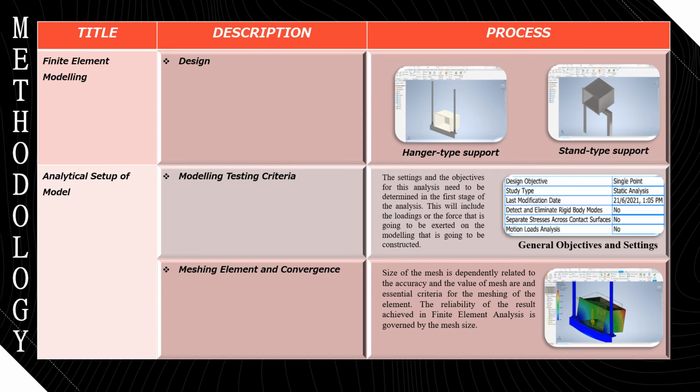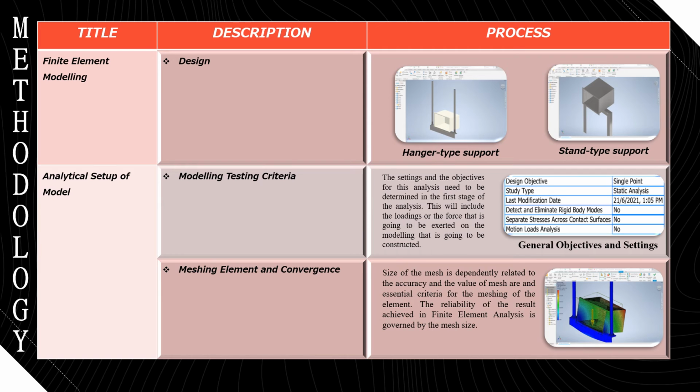Alright, so next is the meshing element and the convergence. Here, the size of the mesh is directly related to the accuracy, and the value of the mesh is an essential criterion for the meshing of the element. Thus, the reliability of the result achieved in finite element analysis is governed by the mesh size. So there is an example of a meshing in the model that I have constructed, and here I set up the meshing.